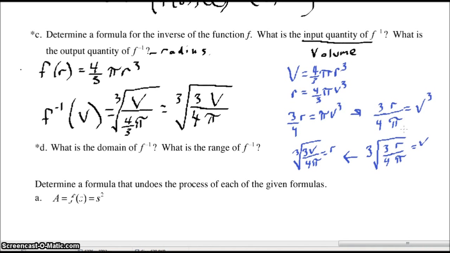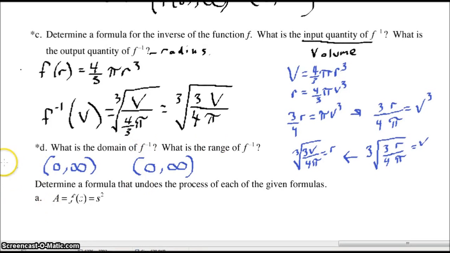Part D, what is the domain of f inverse? What is the range of f inverse? So take a look at here, our f inverse. Remember that we have volumes as the input of f inverse, and all our possible volumes are from 0 to infinity. And then the range is all the possible radii, which are from 0 to infinity as well.